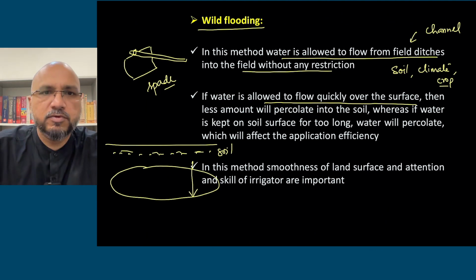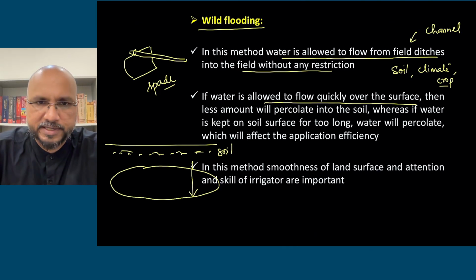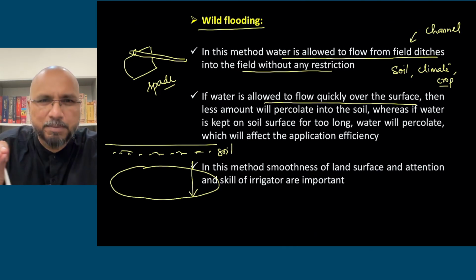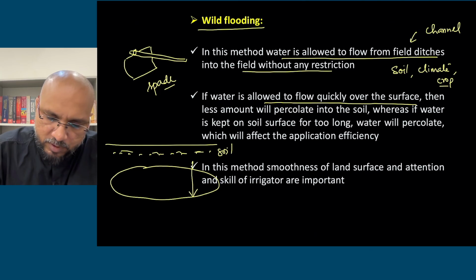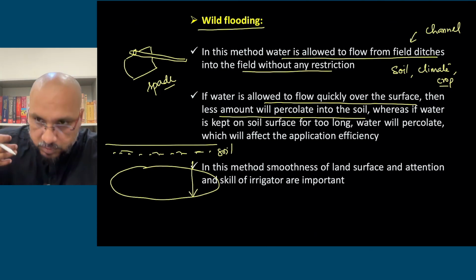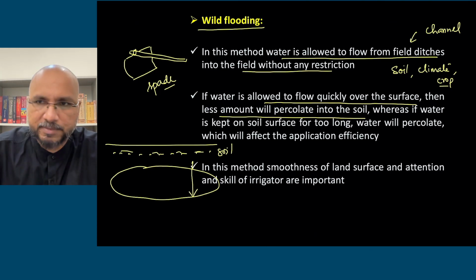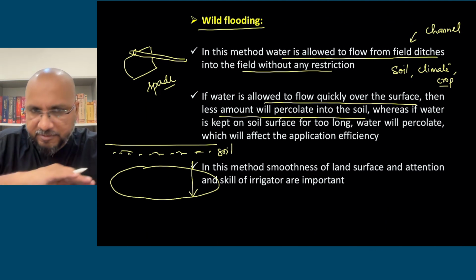If you allow the water to flow very quickly from one end to another end, less water will percolate, which will wet only the upper surface. पूरा soil गीला नहीं होगा. It will not go to the deeper part. Then the less amount will percolate into the soil. Whereas if you allow to flow the water for very long time, यानी बहुत टाइम ले रहा है पानी जाने के लिए, स्लोप कम है तुम्हारा, 1 डिग्री स्लोप है या 2 डिग्री स्लोप है, so water is taking a lot of time to wet the whole field.